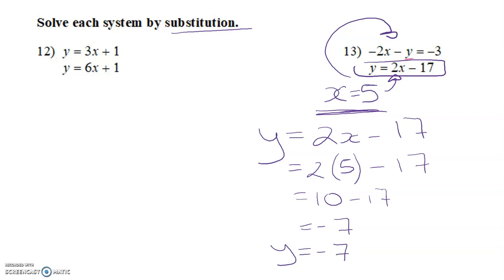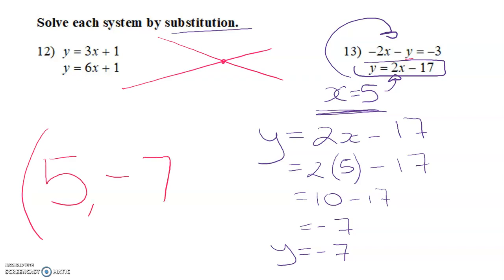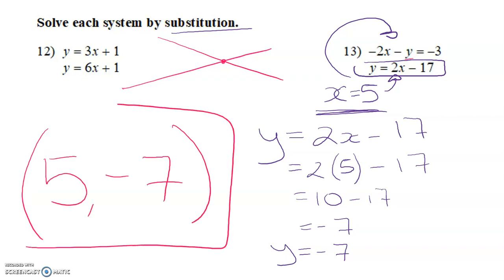But remember, it's a system of equations, so it's actually representing a point where two lines intersect. So it has to be written as a coordinate. X always goes first, and then your y value. So this is the solution to this system.